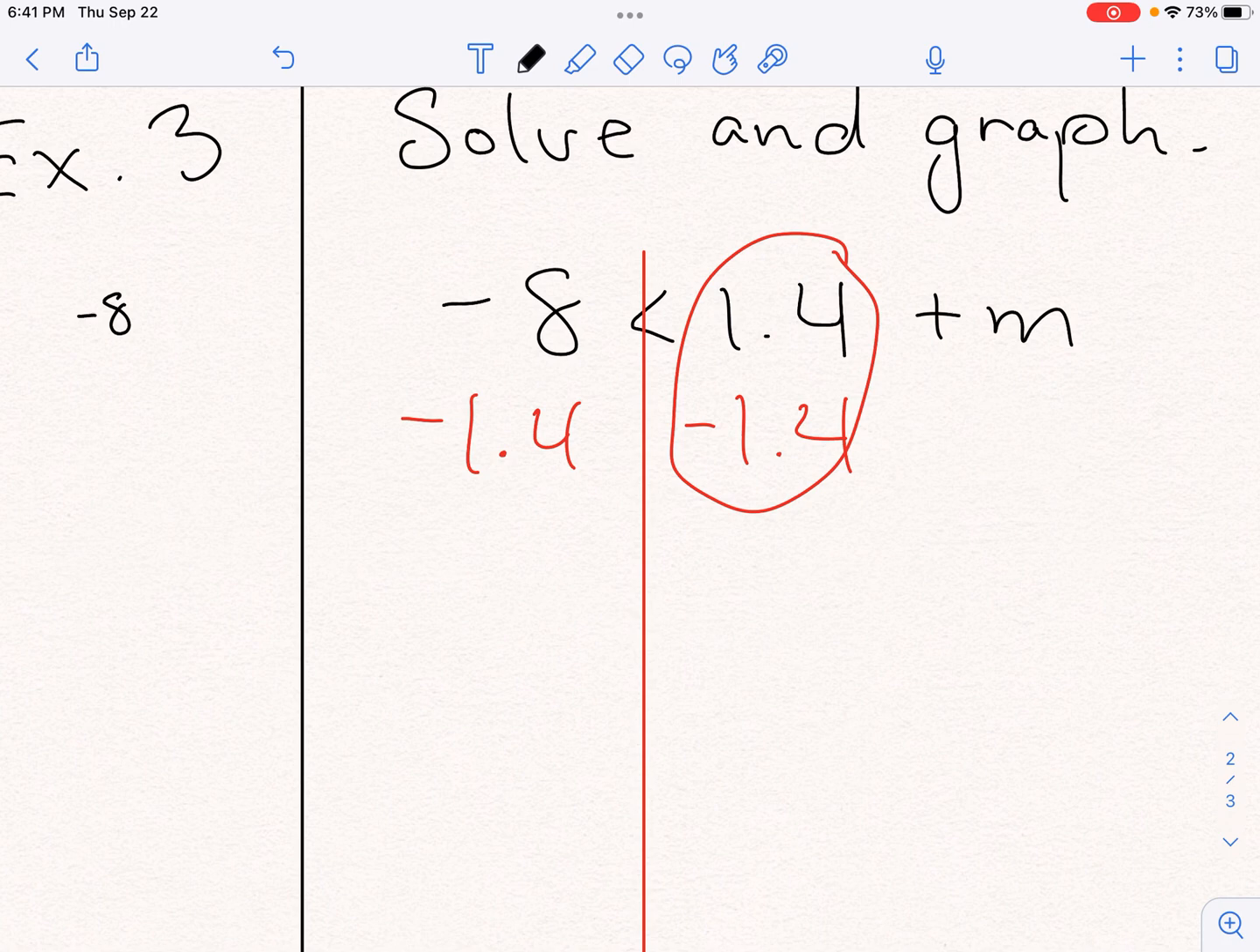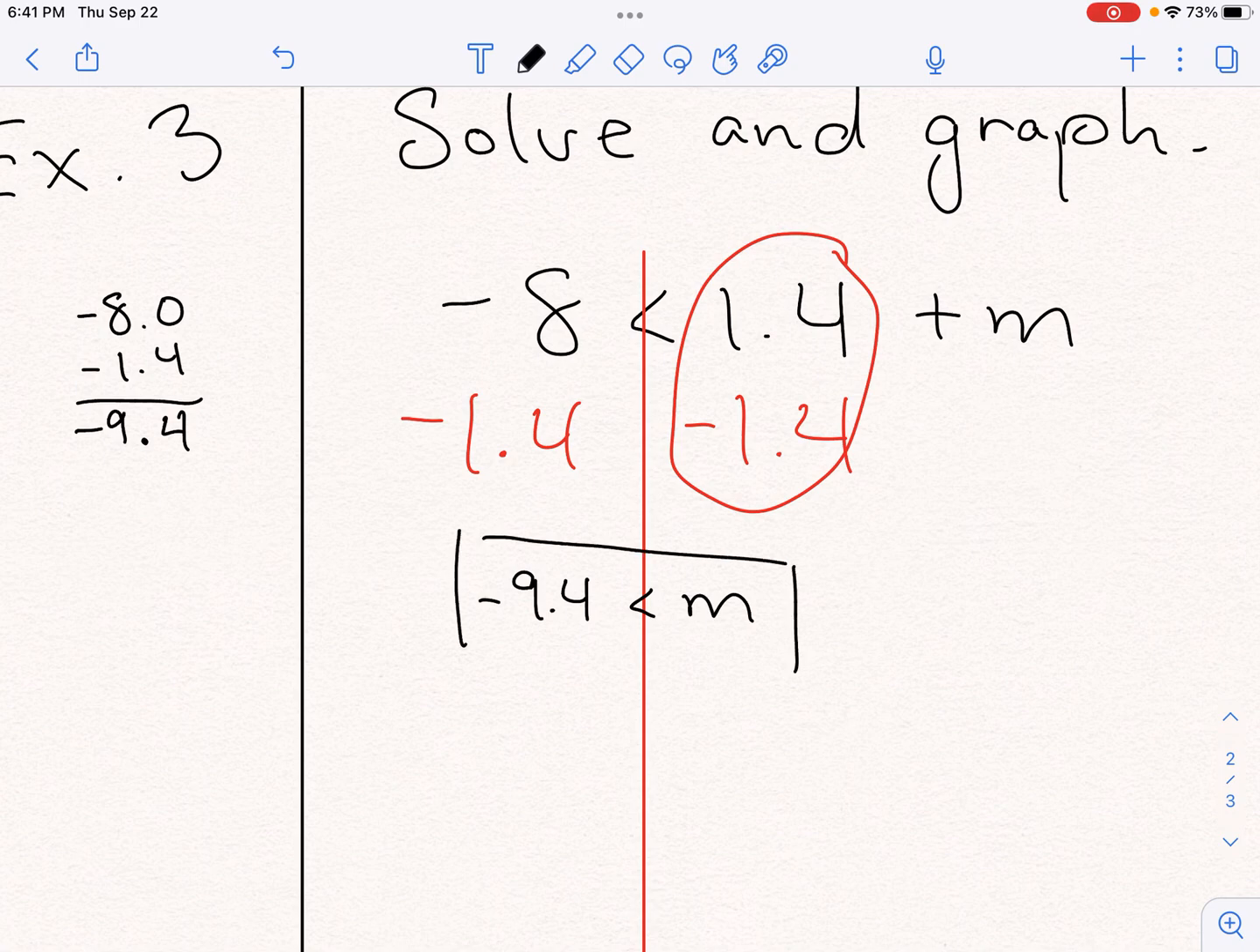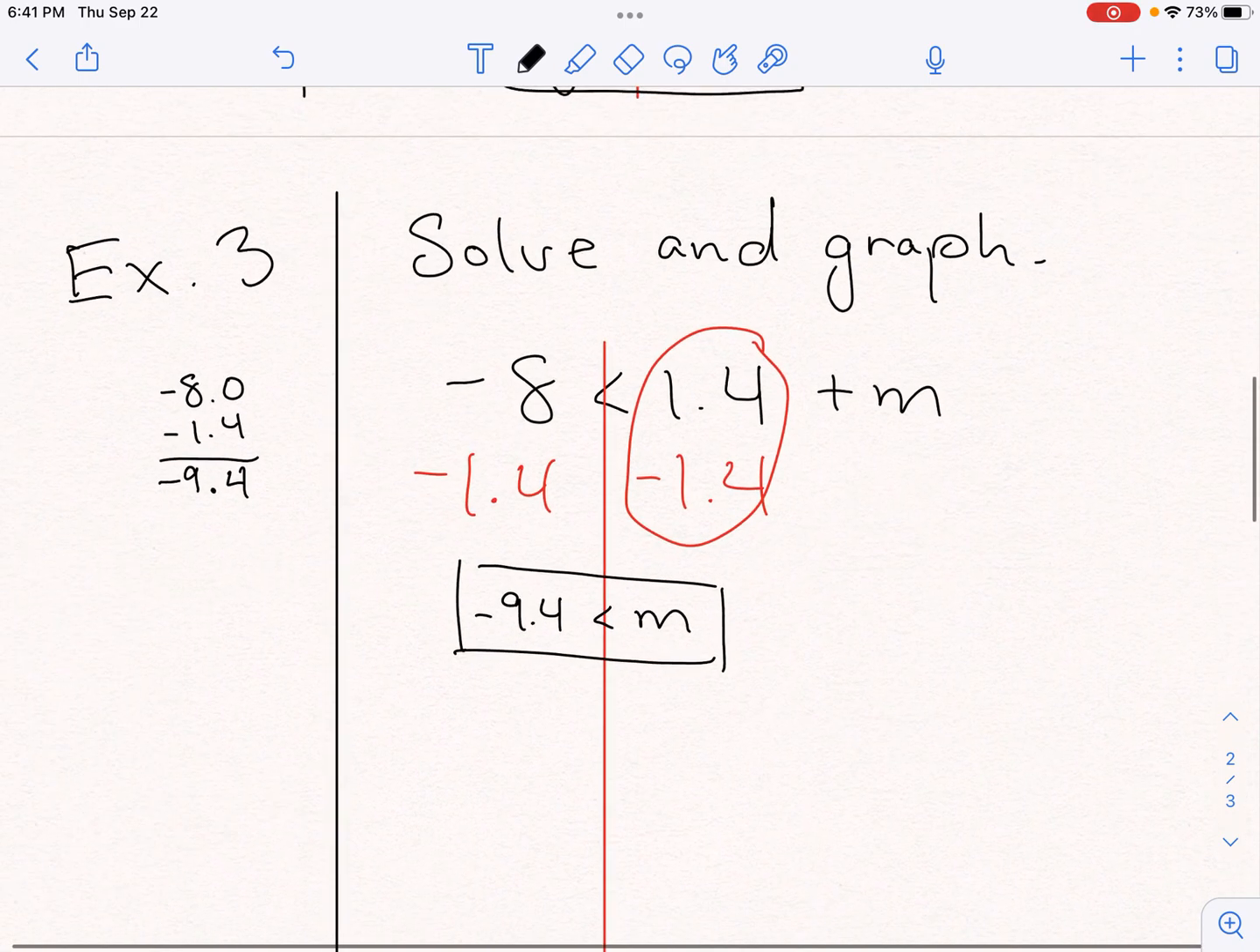This is technically negative 8.0 minus 1.4. Now, same sign, you add and keep the sign. So even though we see minus signs, we see two minus signs, we're combining those, so we're going to add them. This is 4. This is 9. So it's a negative 9.4. Negative 9.4 is less than m. All right, and let's end this by graphing.